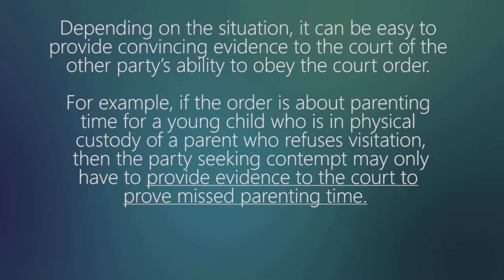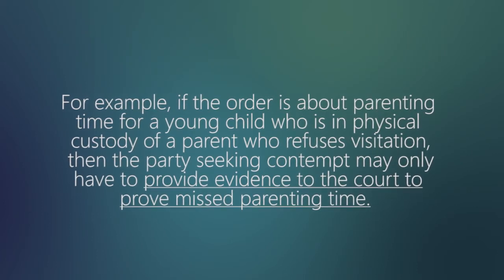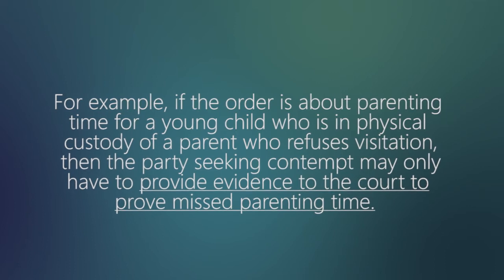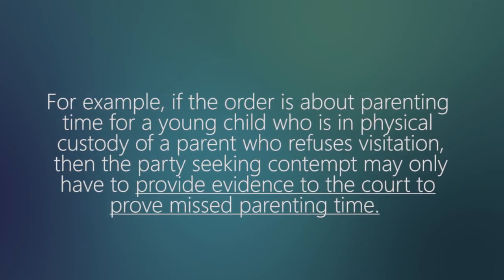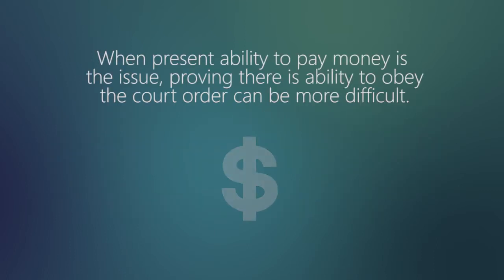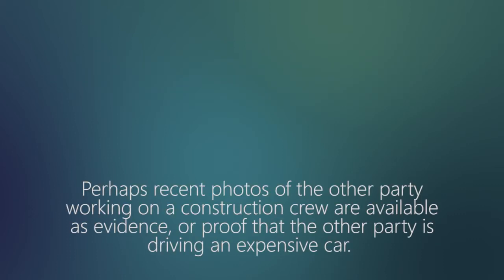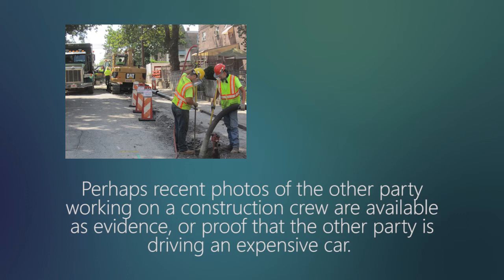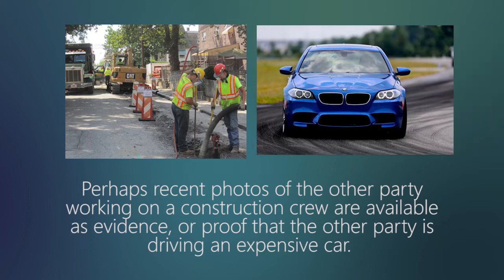Depending on the situation, it can be easy to provide convincing evidence to the court of the other party's ability to obey the court order. For example, if the order is about parenting time for a young child who is in physical custody of a parent who refuses visitation, then the party seeking contempt may only have to provide evidence to the court to prove missed parenting time. When ability to pay money is the issue, proving there is ability to obey the court order can be more difficult. Perhaps recent photos of the other party working on a construction crew are available as evidence, or proof that the other party is driving an expensive car.